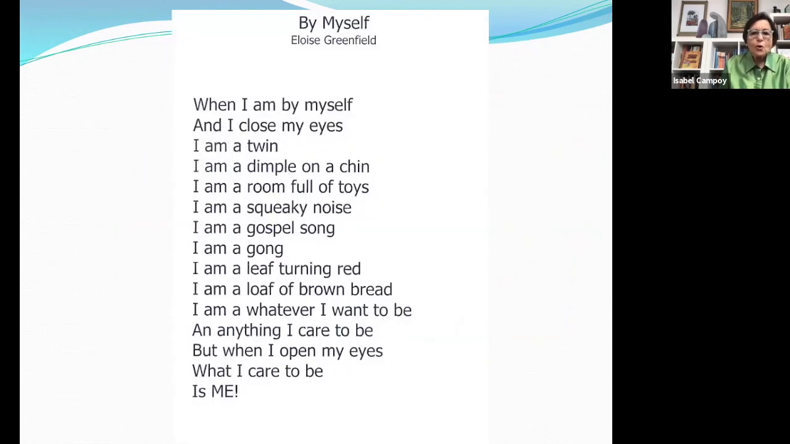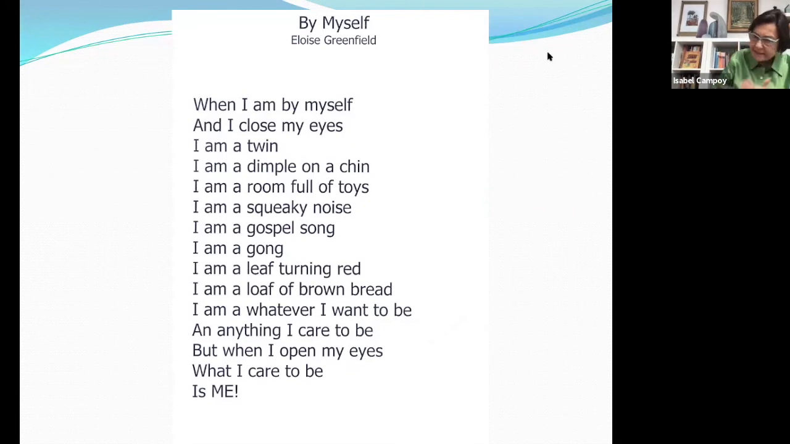I would like to talk about this. It is Eloise Greenfield's poem, I Am, that started the work about let's describe ourselves. And Eloise wrote this beautiful poem saying, when I am by myself and I close my eyes, I am a twin, I'm a dimple on a chin, I am a room full of toys, I am a squeaky noise, I am a gospel song, I am a gong, I am a leaf turning red, I am a loaf of brown bread, I am a whatever I want to be and anything I care to be. But when I open my eyes, what I care to be is me.